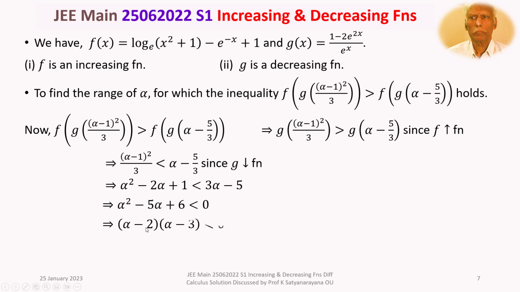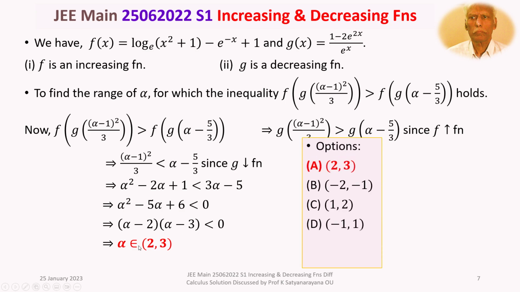Then we factorize. Alpha minus 2 into alpha minus 3 is less than 0. And we know alpha minus 2 is less than alpha minus 3. Alpha minus 2 multiplied by alpha minus 3 less than 0 will imply alpha belongs to the open interval 2 comma 3. This is a very well known result. So the range of alpha is the open interval 2 to 3, for which this inequality holds good. That's our answer. And let's look at our options. Our answer alpha belongs to the open interval 2 comma 3 appears against option A. Therefore, the answer to this question is option A.